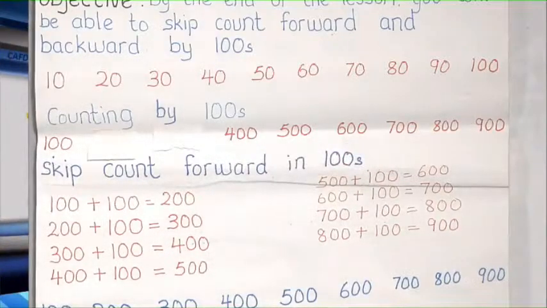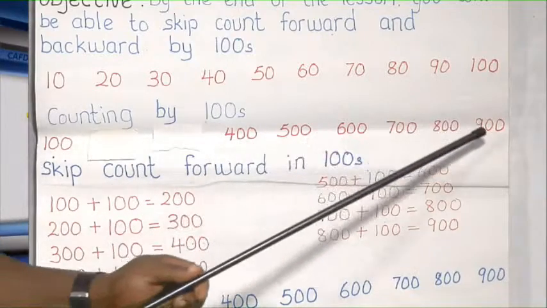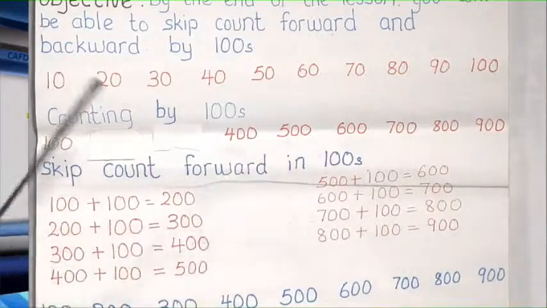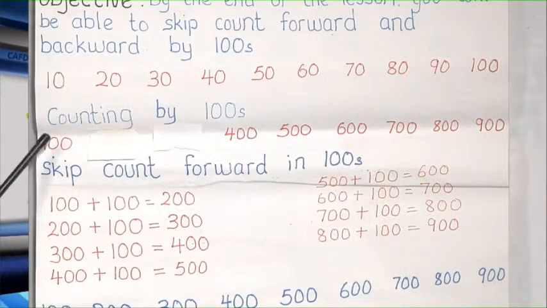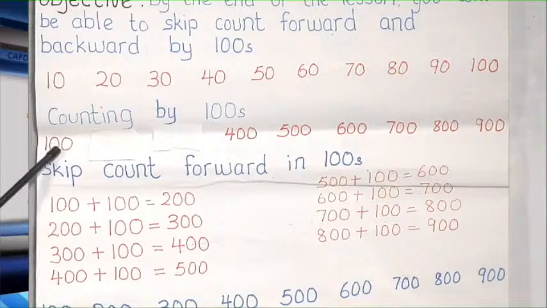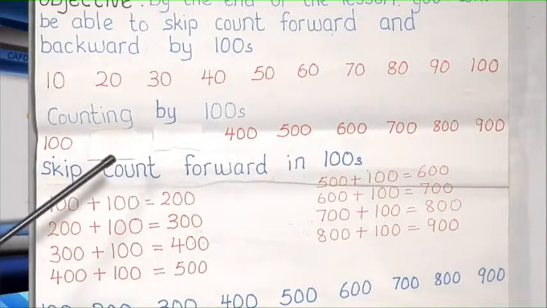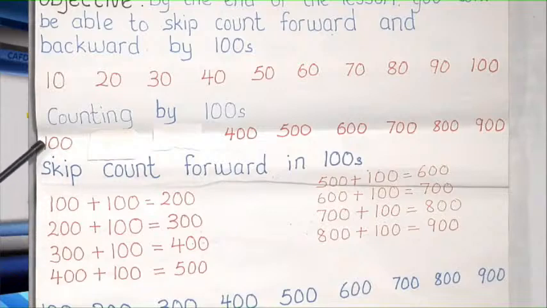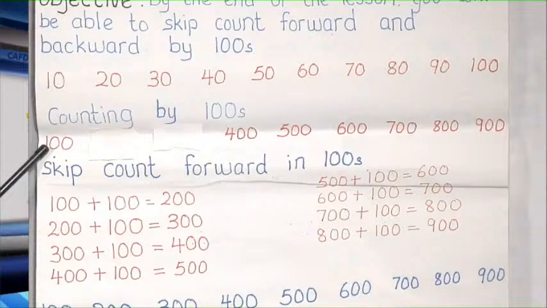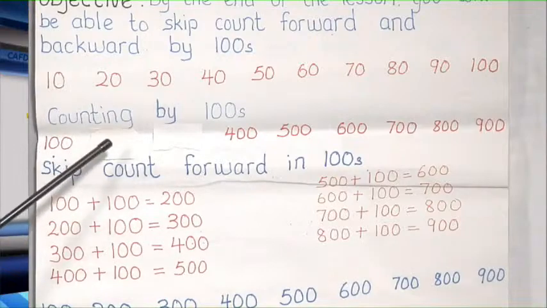So I want you to look at it. Is it forward count or backward count? One, they are moving to the right direction. Two, they are adding. So we are doing the forward count. And this one is 100. What do you think it will be here?